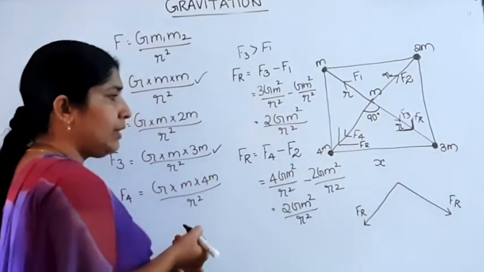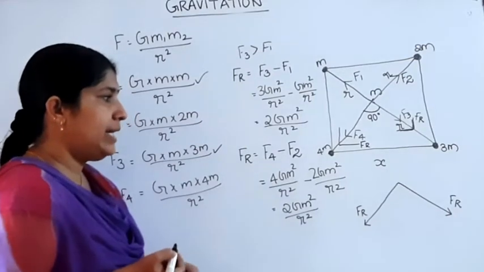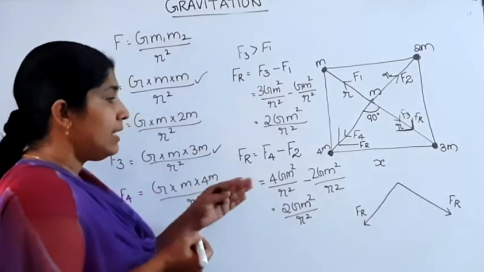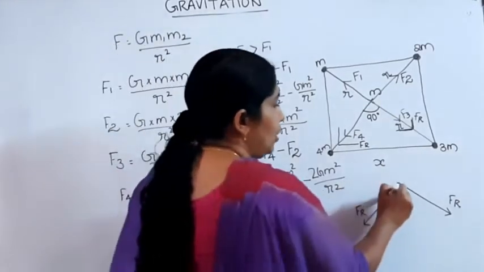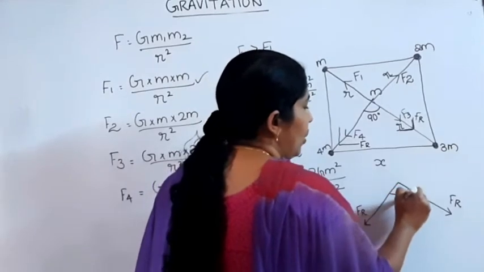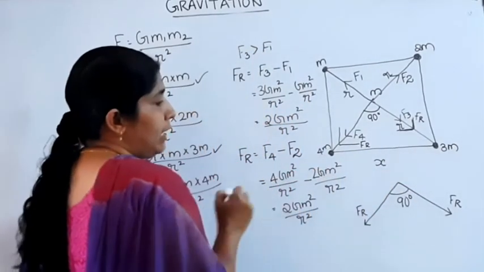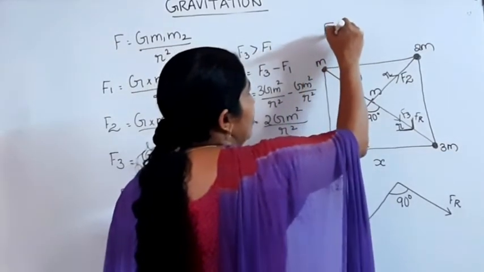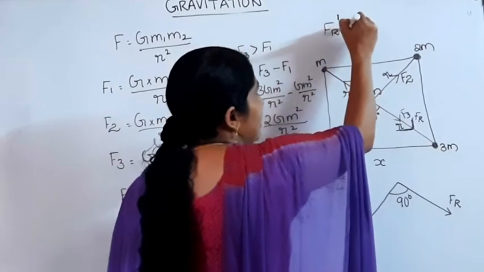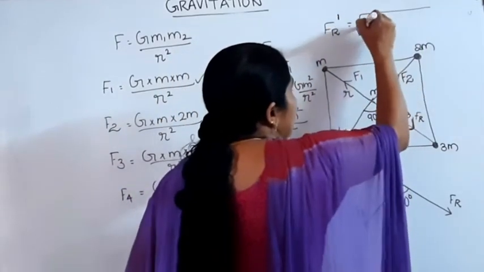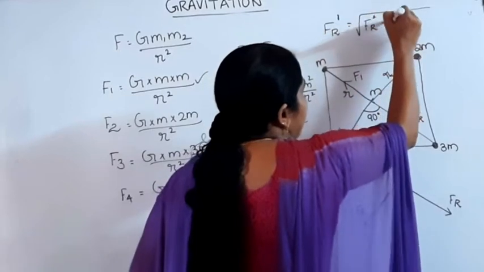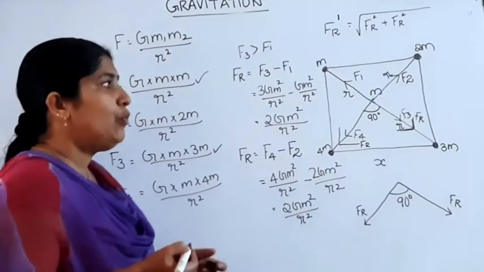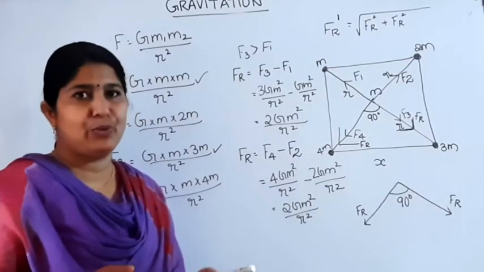Then, okay, force is a vector quantity. How can we take the resultant of these two forces if the angle between them is equal to 90 degrees? Two forces are vectors and the angle between them is 90 degrees. Then F resultant dash is equal to root of FR square plus FR square. Or the resultant force is equal to root of F1 square plus F2 square.